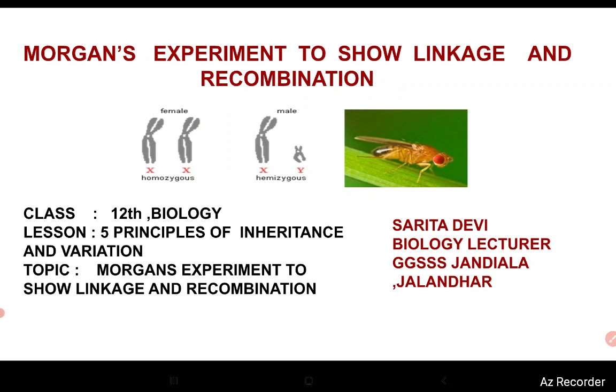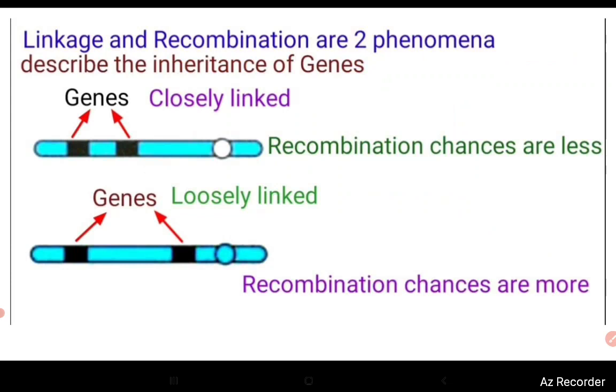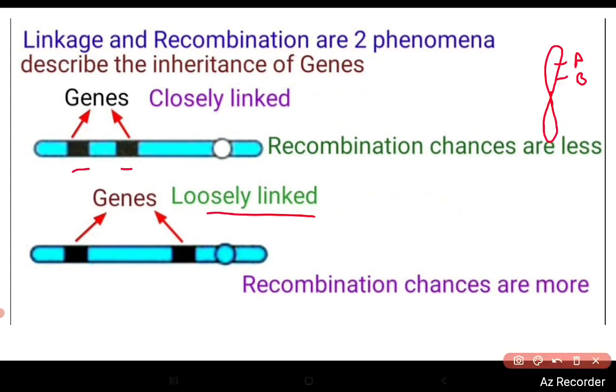Today my topic is Morgan's experiment to show linkage and recombination from 12th class biology, lesson 5th, principles of inheritance and variation. So first of all we should know what is linkage and recombination. Linkage and recombination, these are the two phenomena which describe inheritance of genes.